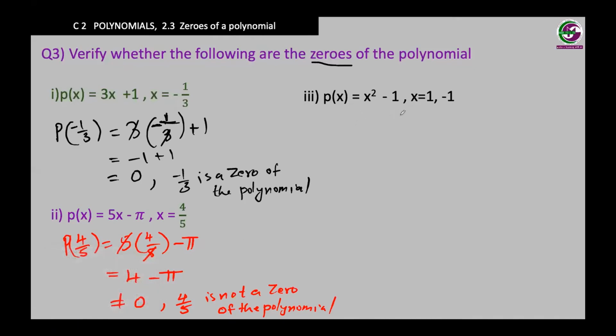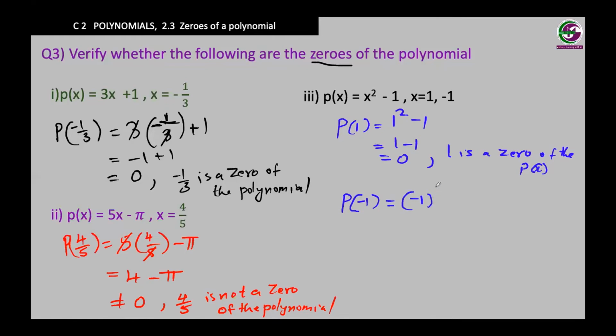Okay. x is equal to 1 and x equal to negative 1. We have to replace two values. So first let us see P of 1 is equal to 1 square minus 1, which is 1 minus 1 equal to 0. So we can say that 1 is a 0 of the polynomial P of x.